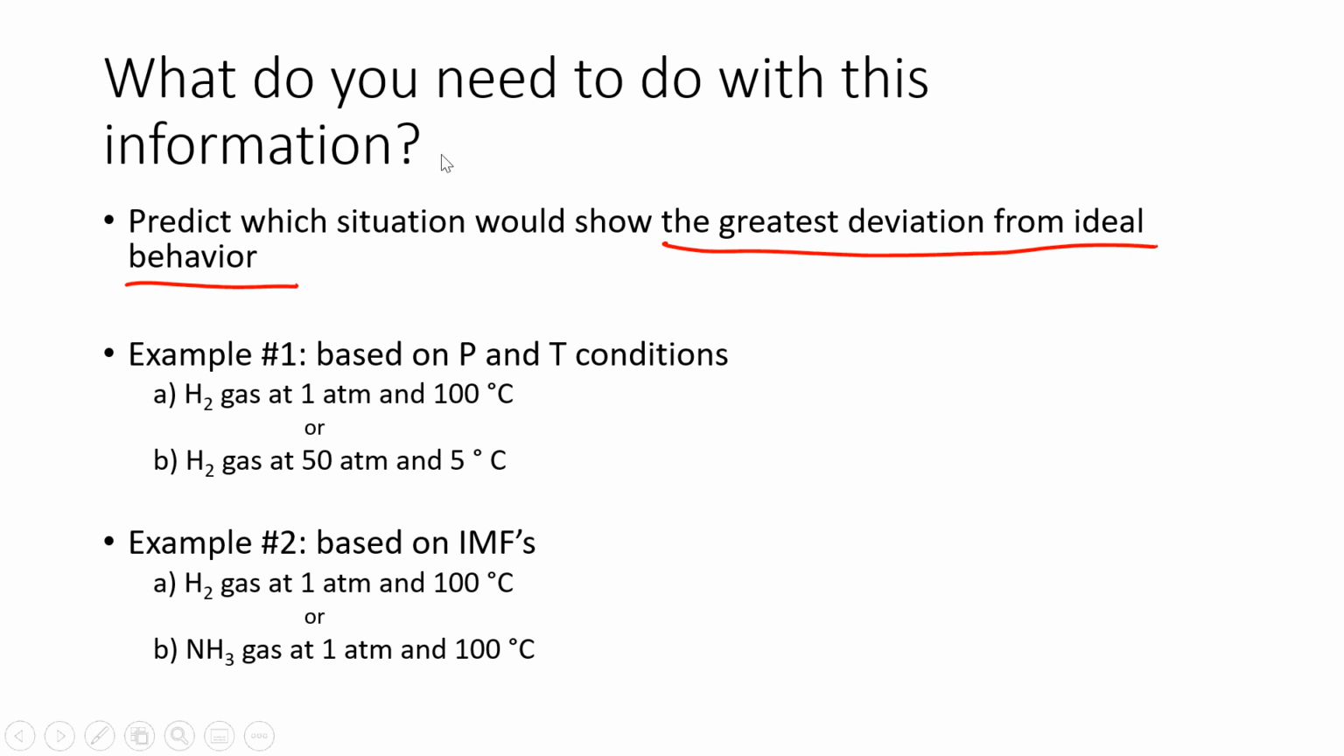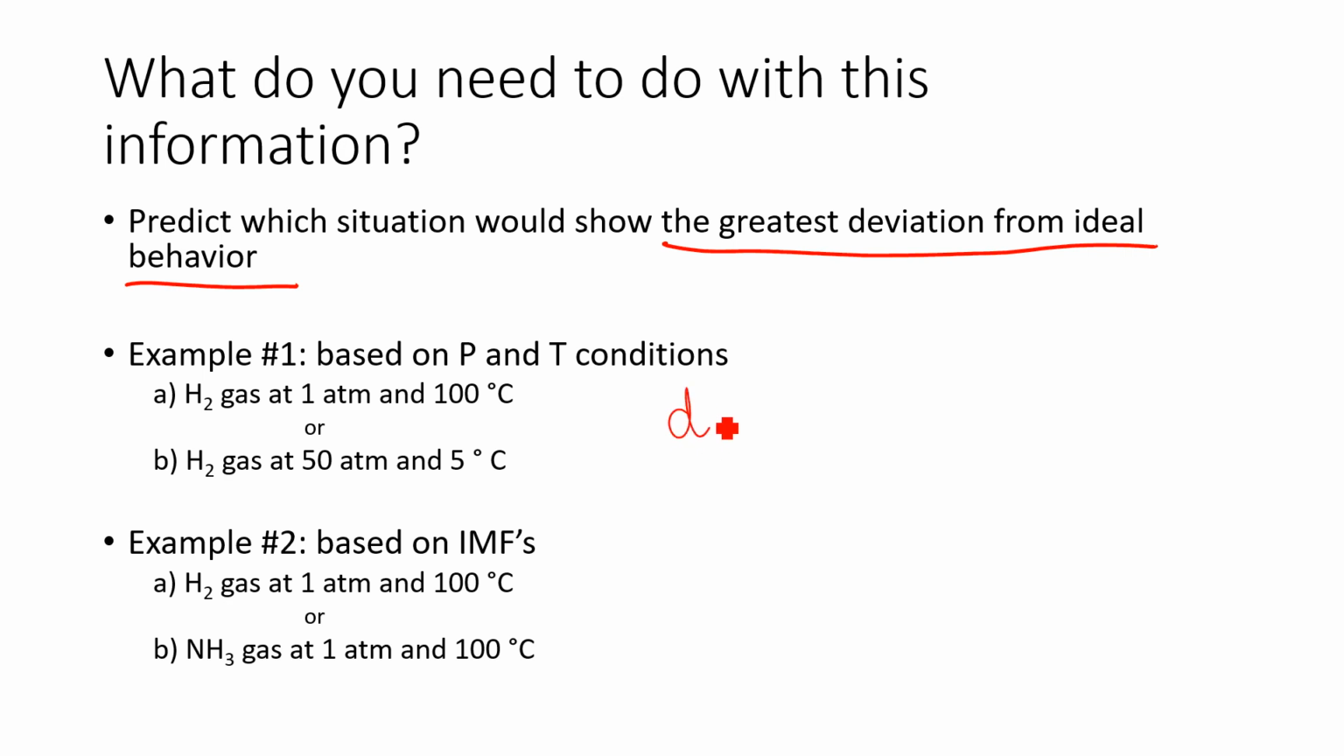So what do we need to do with this information? Here are some practice problems, some questions we might need to be able to answer. Here are some examples. Predict which situation would show the greatest deviation from ideal behavior. Scenario 1, you might predict it based on pressure and temperature conditions.